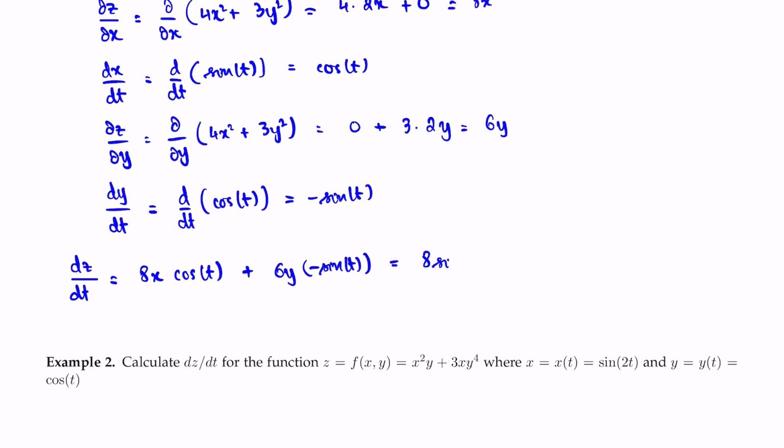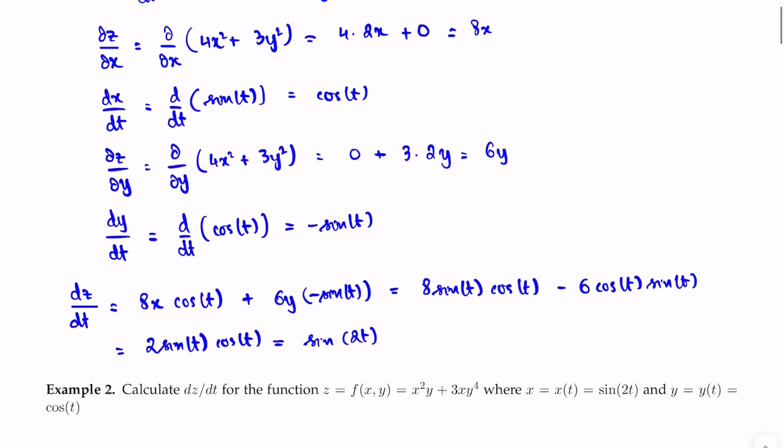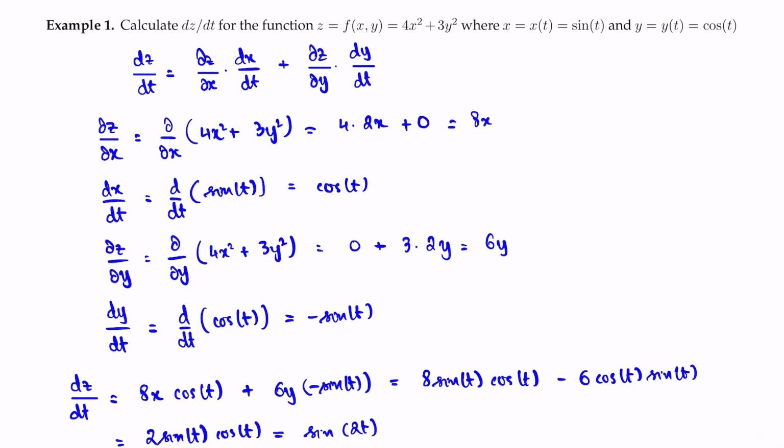So 8 times sine of t times cosine of t minus 6y, so minus because you have a negative sine of t here. So minus 6y, or minus cosine of t times sine of t. And these two are like terms, so you combine them together and you get 2 times sine of t cosine of t. You can stop right here, but you can take one more step further. This is the double angle formula, and I'm going to get this to be sine of 2t. So that's how you arrive at the answer in finding the derivative of the function using chain rule for function of one variable.